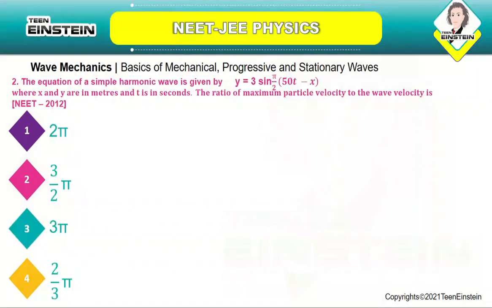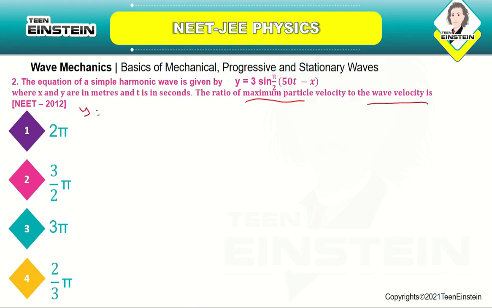The next question: the equation of a simple harmonic wave is given by y is equal to 3 sine (pi by 2)(50t minus x), where x and y are in meters and t is in seconds. The ratio of maximum particle velocity and wave velocity is. Here they want us to calculate the maximum particle velocity, and also the wave velocity. Okay, so first thing is to write down the equation.